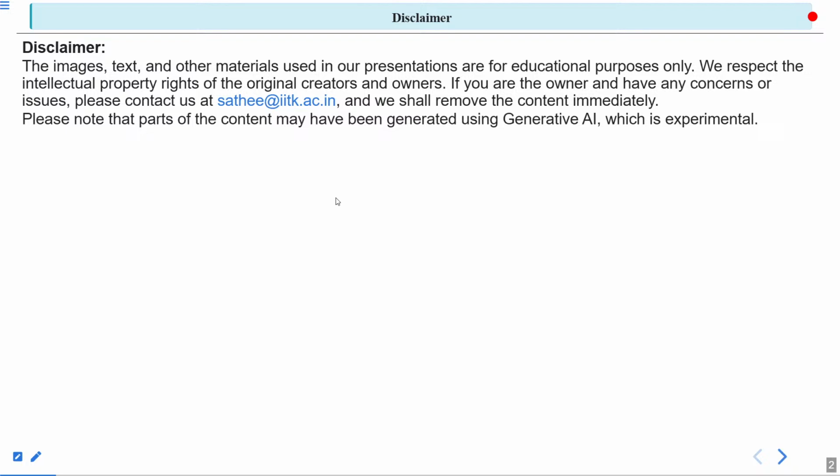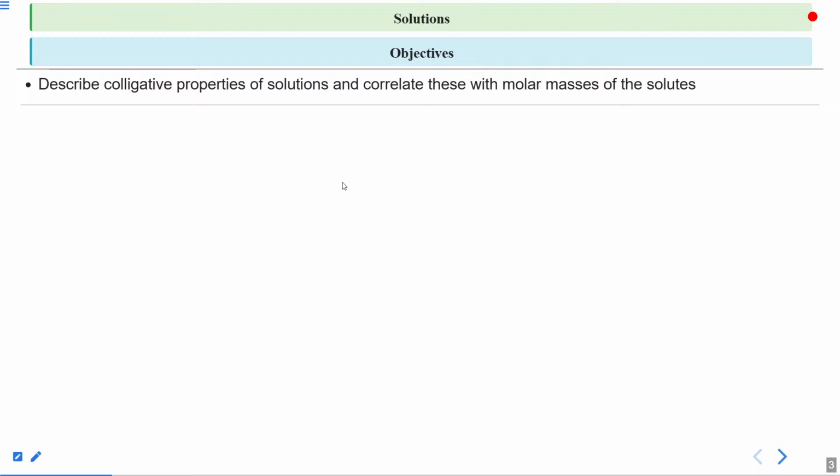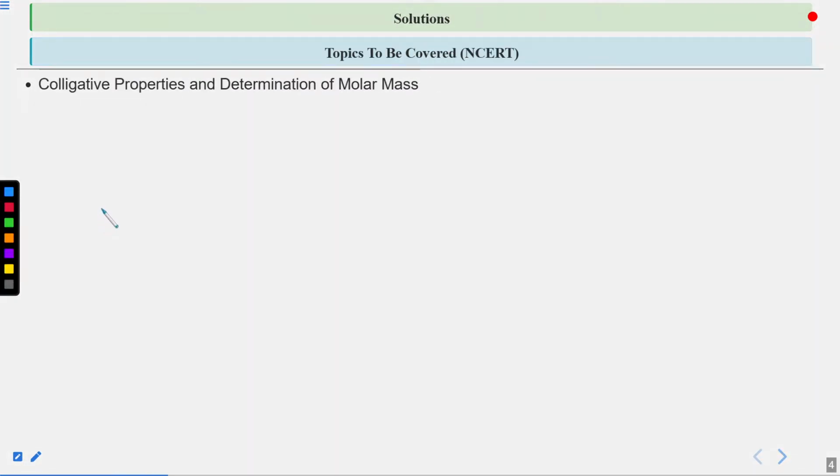So, what are the topics that we are going to cover today? Our objective would be to study the colligative properties of solution, and then we will try to correlate this colligative property with the calculation of molar masses for the given solute. According to the NCERT, first we will see the colligative property and determination of molar mass.